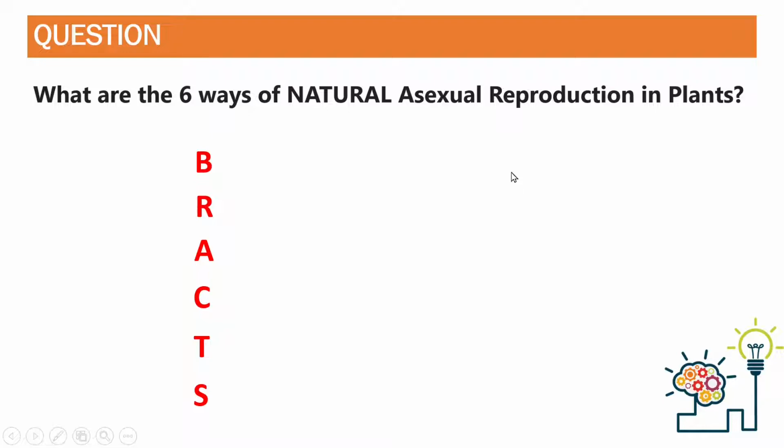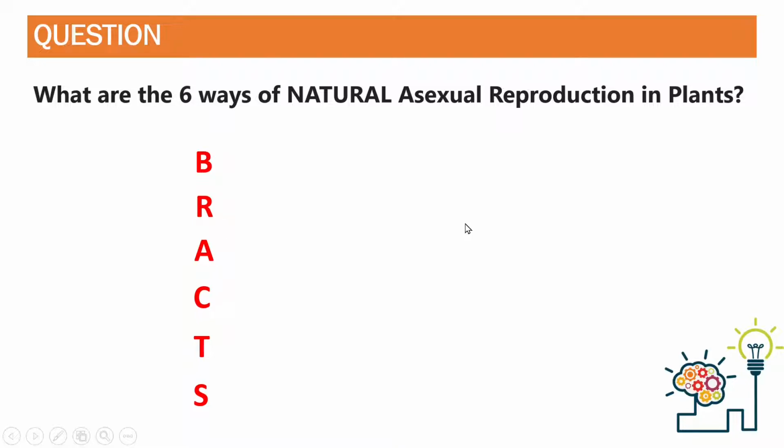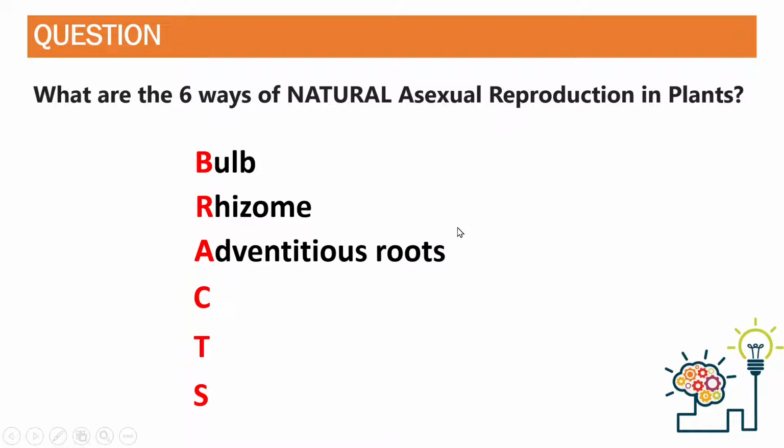acronym BRACS. Letter B is bulb, letter R, rhizome, letter A, adventitious roots, letter C, corm, T, tubers, and letter S would be stolon. So this will be very easy for us to remember. Just remember the acronym BRACS. Again, bulb, rhizome, adventitious roots, corm, tubers, and stolon.